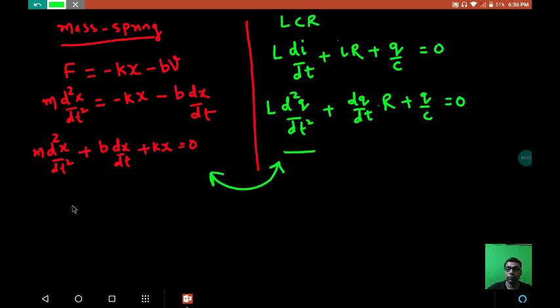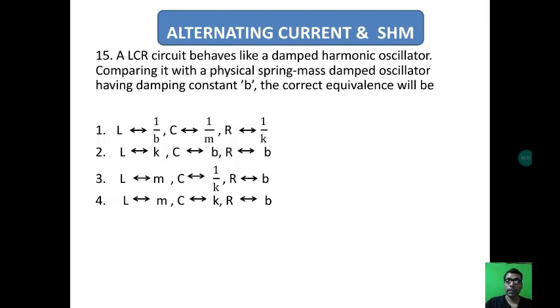So here we find that m corresponds to L, b corresponds to R, and k represents 1 by C. So from here we can say the option that is going to be correct: L is m, and 1 by C is k.